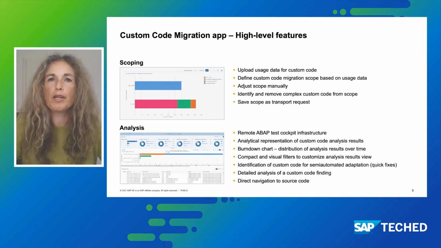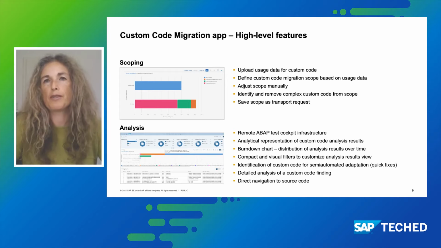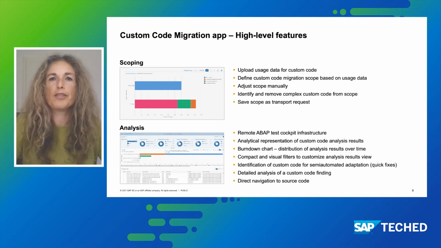The analysis capabilities are built on the remote ABAP Test Cockpit infrastructure, and the app offers you different analytical representations of the custom code analysis results. You can also use different filters to customize your analysis results view, and again identify the custom code candidates for automated adaptation via quick fixes, or you have different detailed analysis capabilities in place.